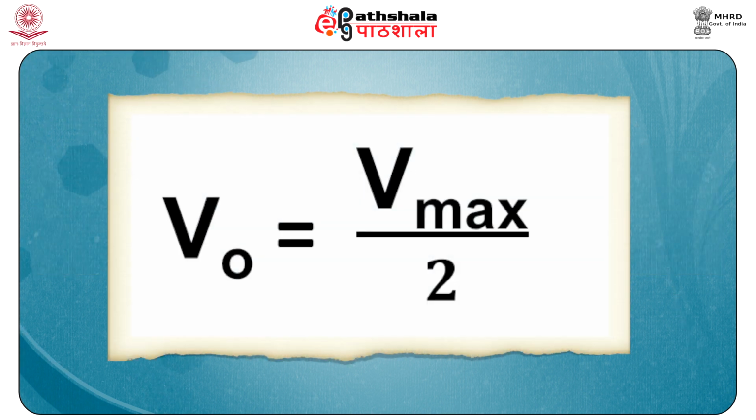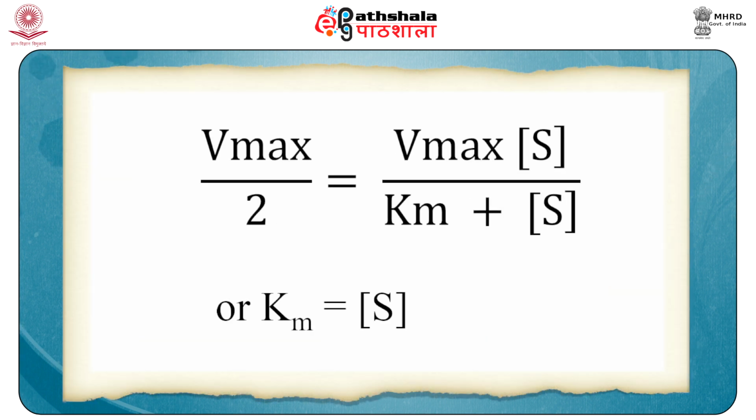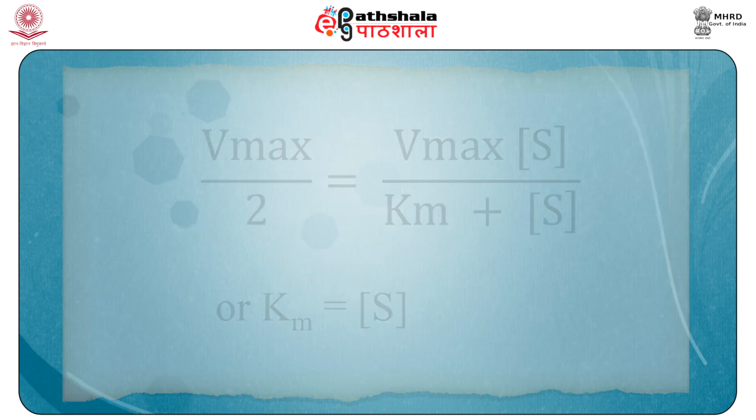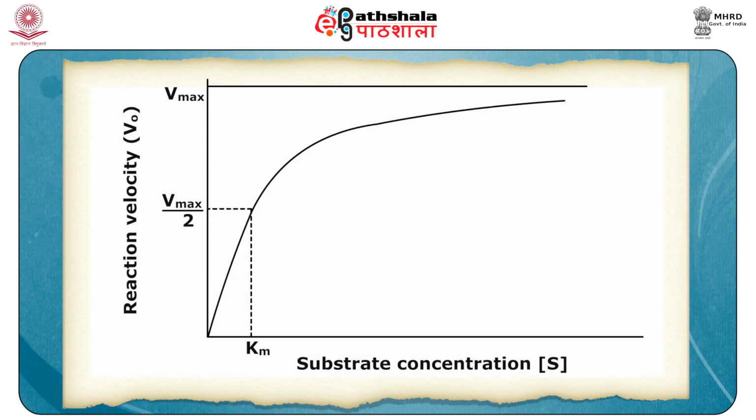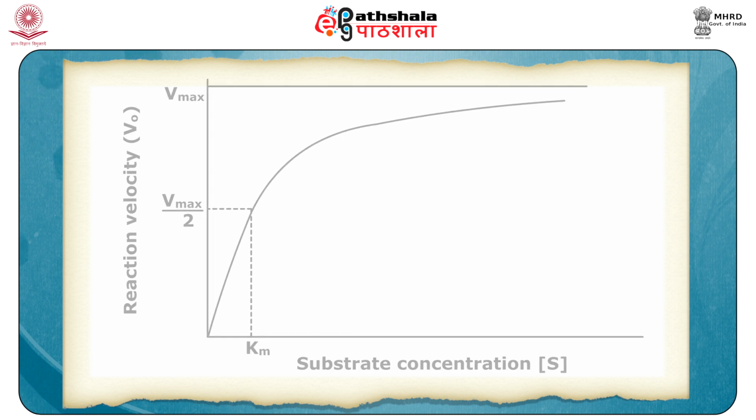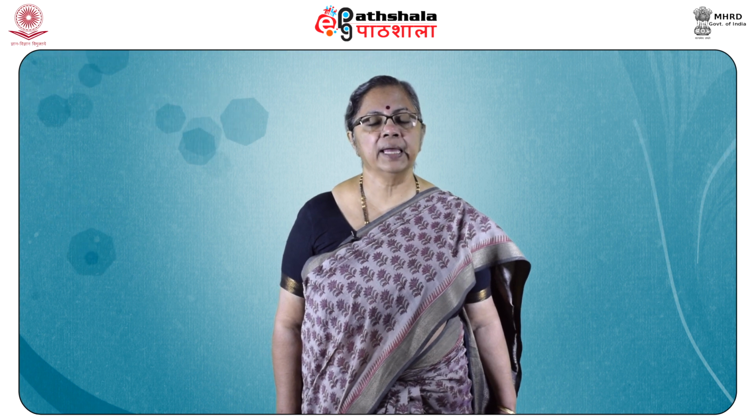Also, at half maximal velocity, that is when V0 is equal to Vmax divided by 2, and substituting this in the Michaelis-Menten equation, Vmax divided by 2 is equal to Vmax S divided by Km plus S, or Km is equal to S. Thus, if Vmax can be determined, the substrate concentration at half maximal velocity can be determined, and thereby the Km. How do we determine Km and Vmax? An inspection of the figure indicates that Vmax cannot be easily determined from the graph, as the exact point where the curve turns parallel to the x-axis is difficult to determine. Hence, a linear plot would be easier to analyze.